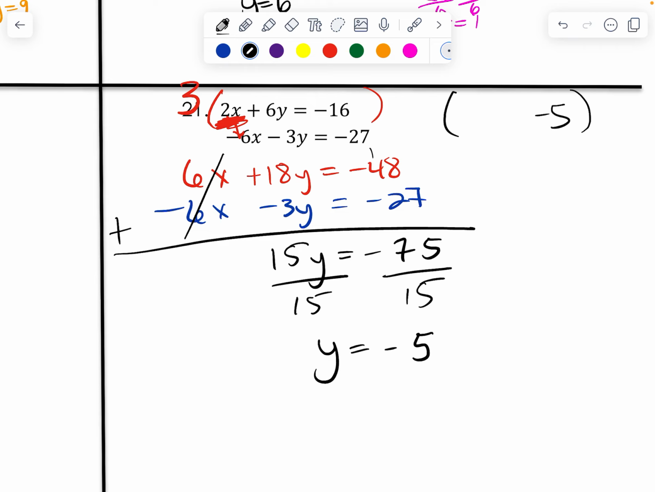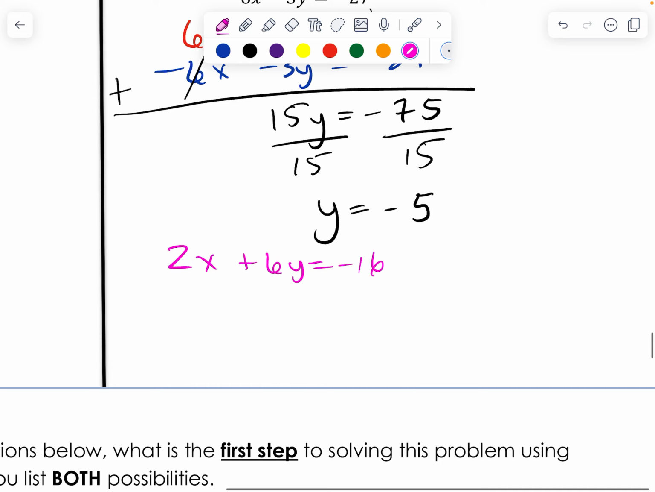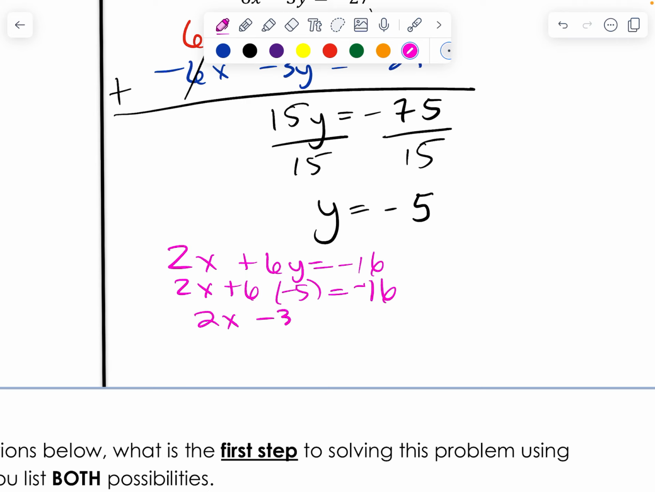I'm going to plug that back into the first equation. 2x plus 6y equals negative 16. 2x plus 6 times negative 5 equals negative 16. 2x minus 30 equals negative 16. I add 30 to both sides. 2x is going to equal 14. Divide by 2. Get x equals 7.